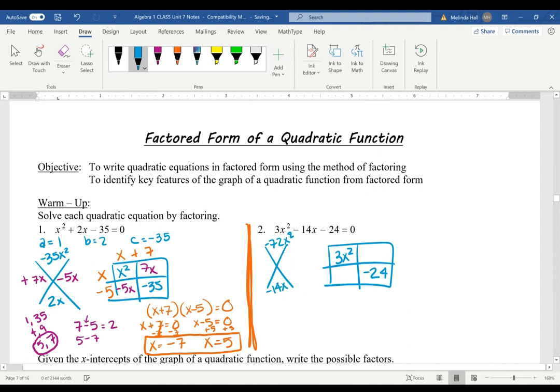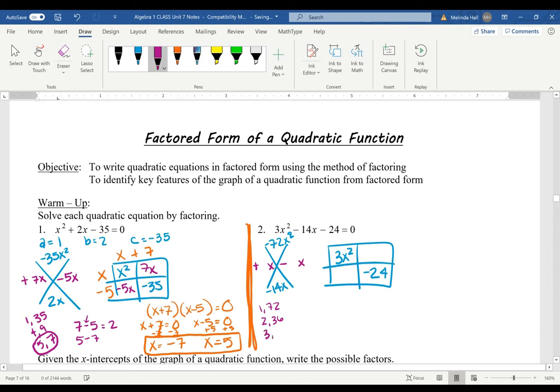So then, again, use some of your context clues here. This is a negative 72, which tells us that one is positive and one is negative. We don't know what yet. We also know that they need to add to be negative 14. This is where writing out your factors can help, because you know you have 1 and 72, 2 and 36.